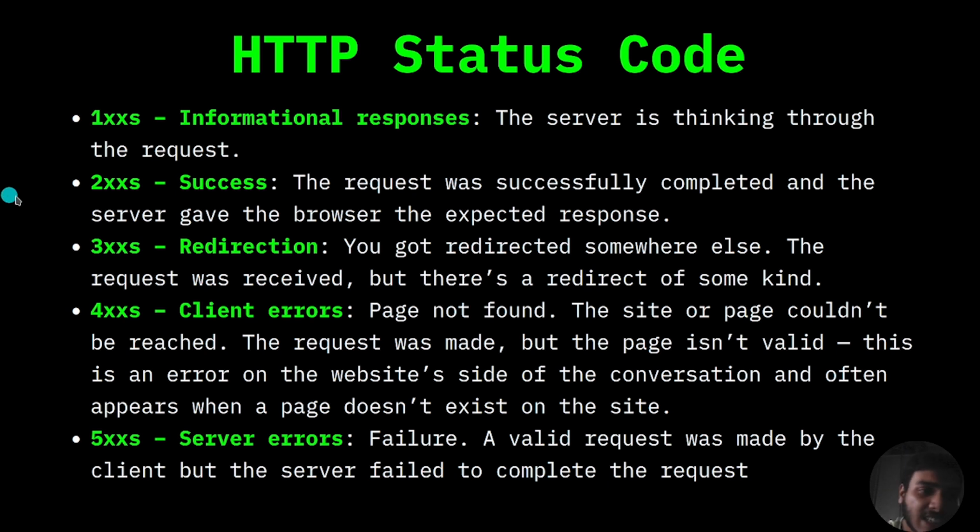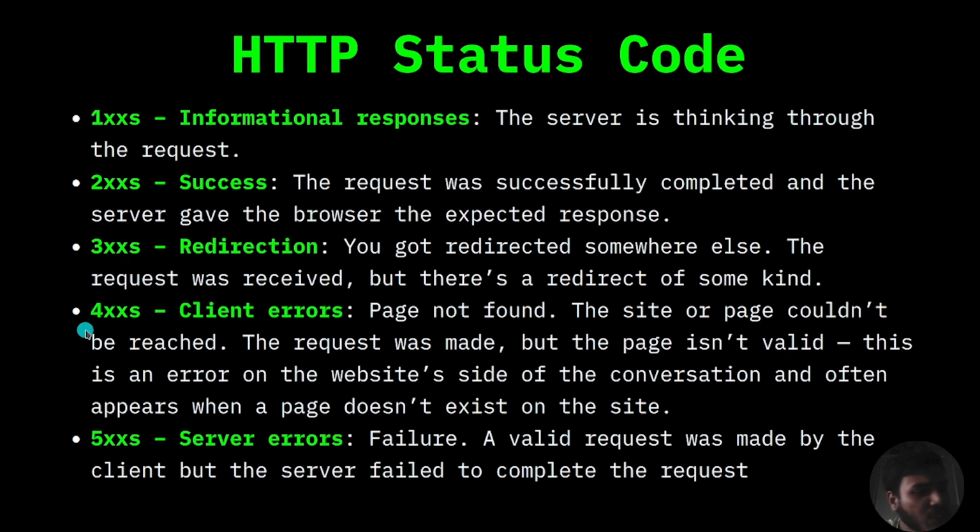If you get a status code of 200, 201, or 202, this means that your request was a success. The request was successfully completed and the server gave the browser the expected resource that the client requested. Then we have HTTP codes of 300, 301 and 302. If you get this kind of status code, it means you have been redirected to a certain anchored page or to some other web page. This request was received, but there has been a redirection to some other sites or pages.